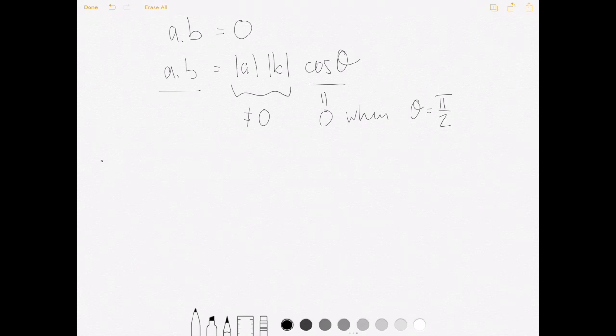So if we've got our vector A and our vector B, then the angle between them is a right angle. In two-dimensional and three-dimensional space we say things are perpendicular, and generally we'll just say A and B are orthogonal to each other. So that extends the idea of perpendicularity.